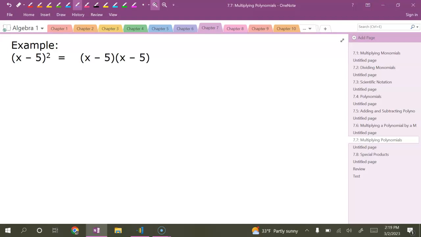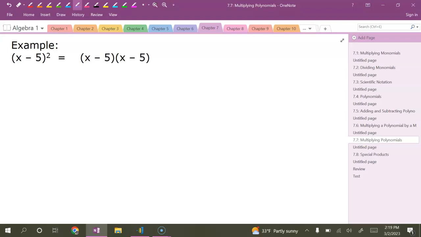Now, we're talking about binomials when we do these types of problems. Binomials mean that they have two terms. And so we're going to be taking the same quantity times itself. So if you see something like this first example that says x minus 5 squared, what that really means is that you're taking x minus 5 times x minus 5. You're multiplying it times itself.